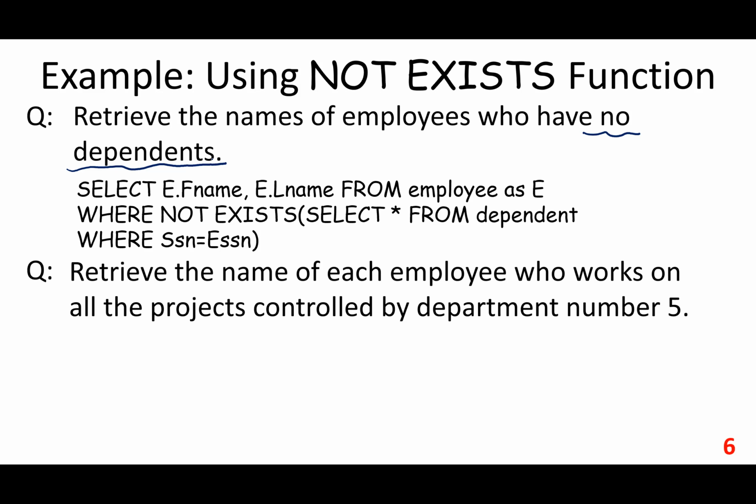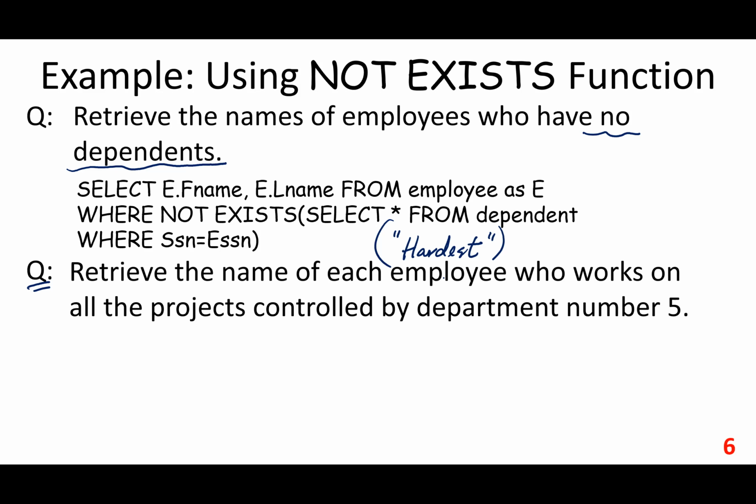Retrieve the name of each employee who works on all projects controlled by department number 5. I put this question here. This question is the hardest of this class. You can see this statement is not that long, but it's quite confusing. The first thing, can we understand the meaning of the statement correctly? That may not be easy.